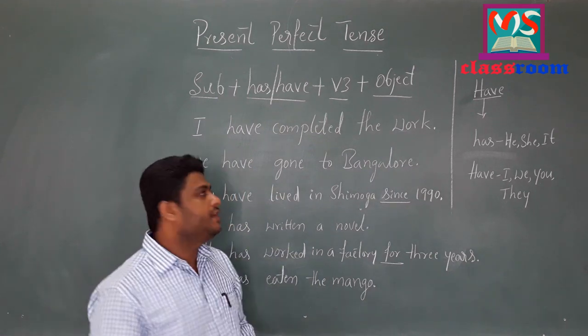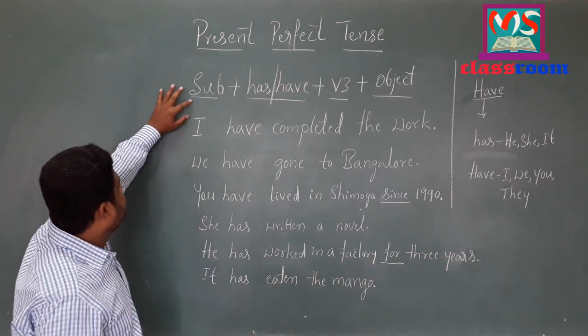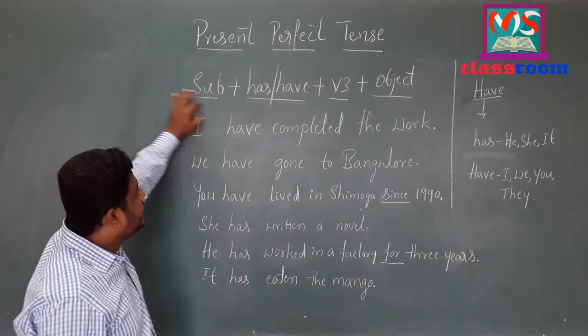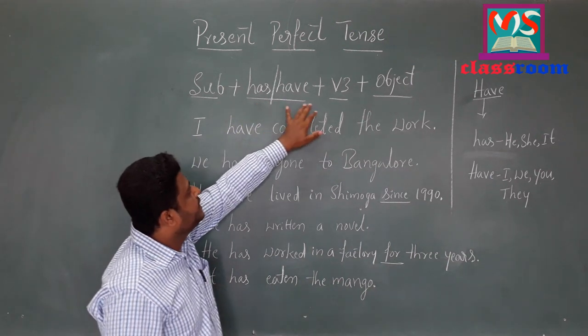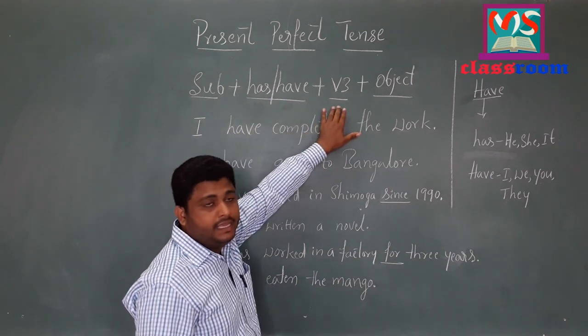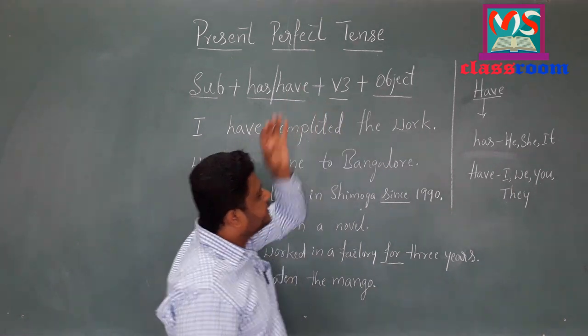Now, let us move to the formula of present perfect tense. Look at the formula. First we have subject and then has or have form of helping verbs, and then the main verb in V3 form, that is the past participle form, and then object.